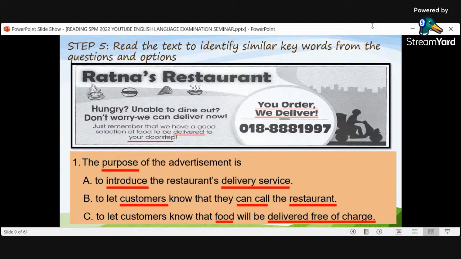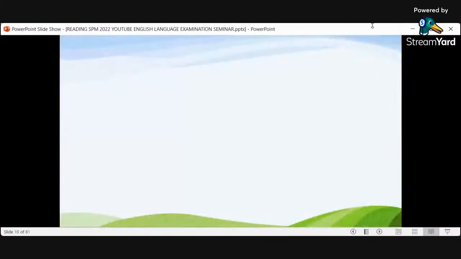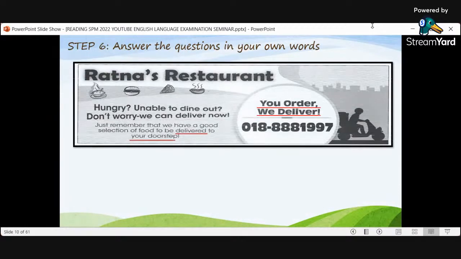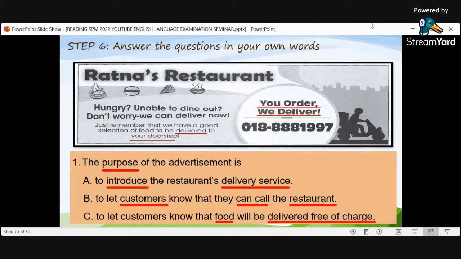"Hungry, unable to dine out? Don't worry, we can deliver." "We have a good selection of food to be delivered at your doorstep." "You order, we deliver." So in my own opinion, not looking at the options, I'm going to answer the question in my own words after knowing these are the things I've underlined.